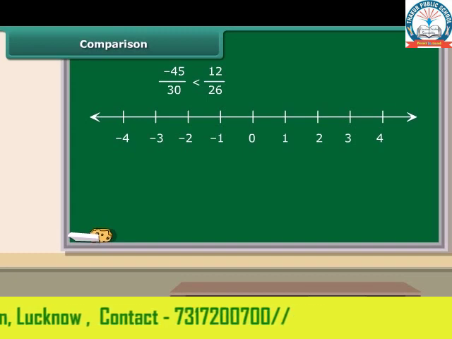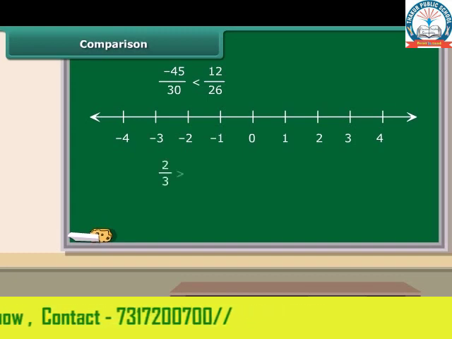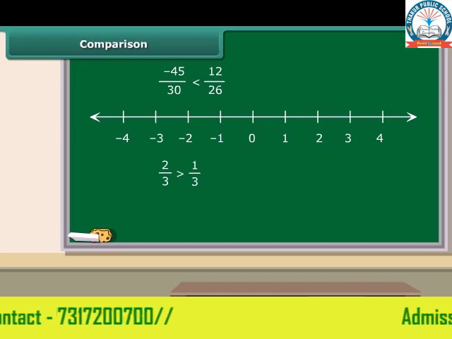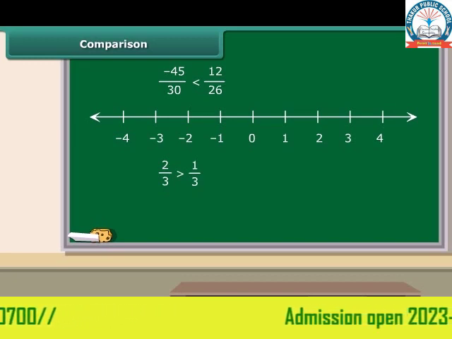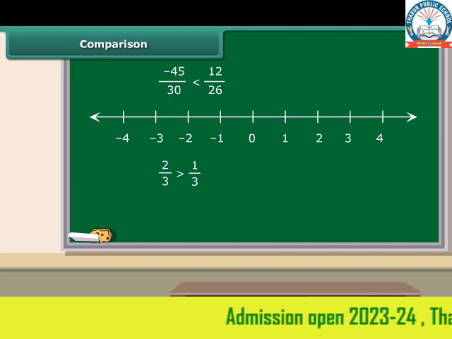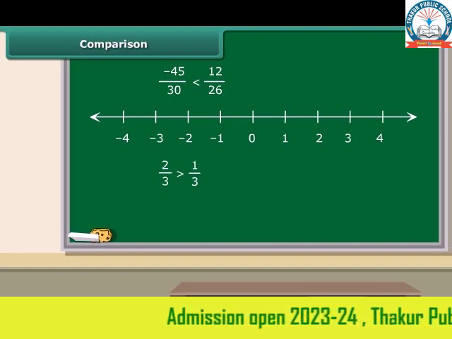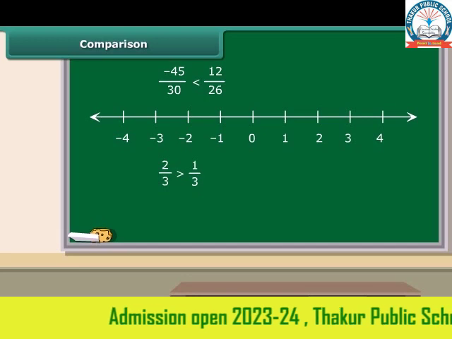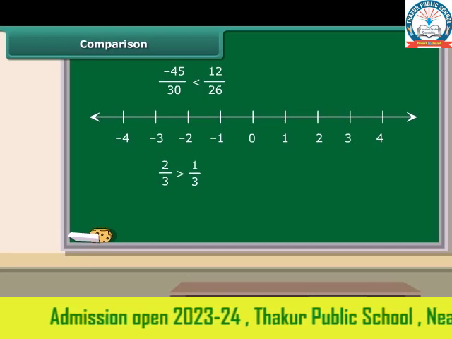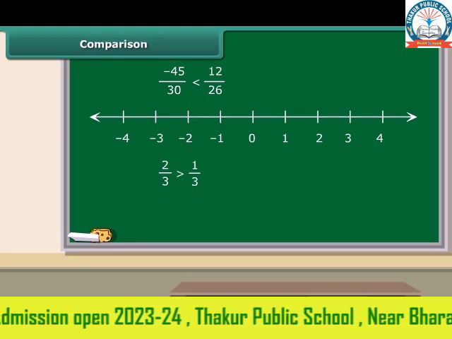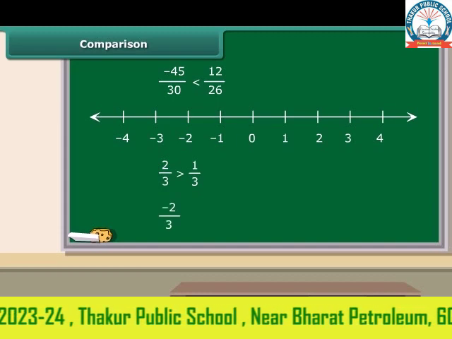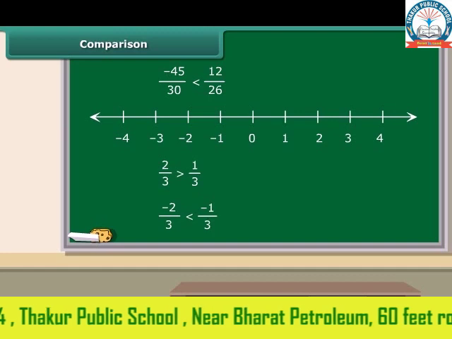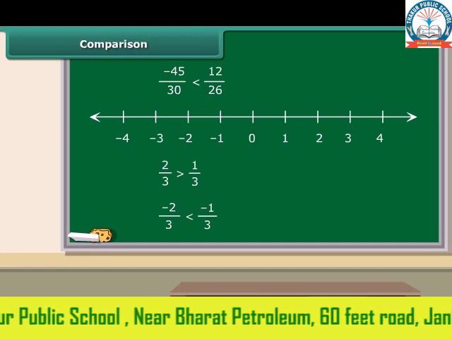For example, 2 by 3 lies here and 1 by 3 lies here. So which one is in the right? 2 by 3. Correct. Therefore, 2 by 3 is greater than 1 by 3. Similarly, minus 1 by 3 is greater than minus 2 by 3 because minus 1 by 3 comes right to the minus 2 by 3.